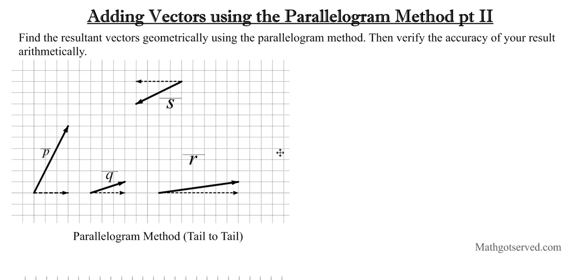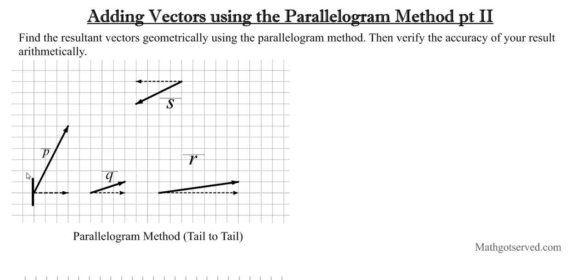Good day, students, and welcome to part 2 on adding vectors using the parallelogram method. So we're going to be finding the resultant vector of a linear combination of two or more of these vectors, okay? So the instructions are to find the resultant vector geometrically using the parallelogram method, then verify the accuracy of your results arithmetically, okay? So let's go ahead and represent these vectors in coordinate form so that we can easily translate them into our new coordinate system.